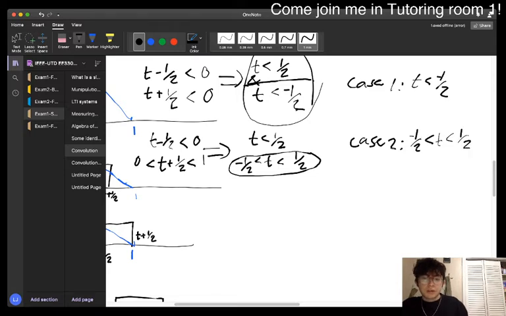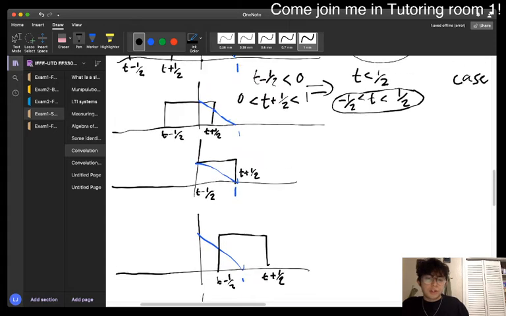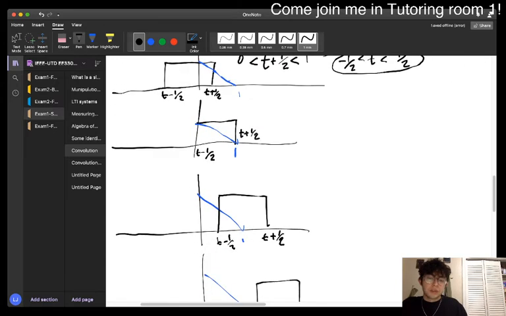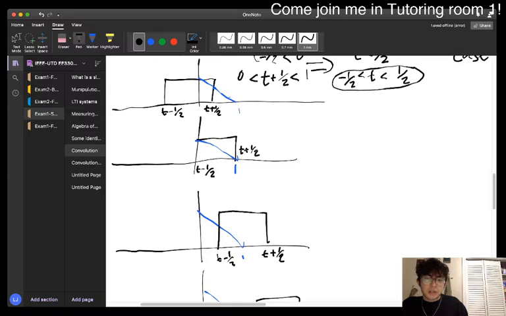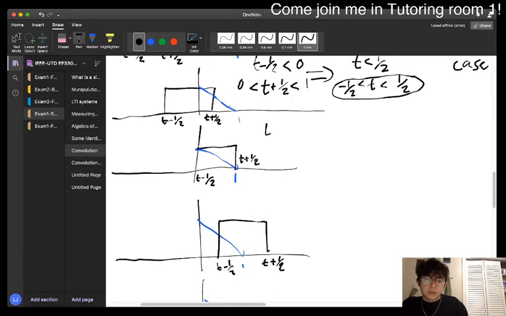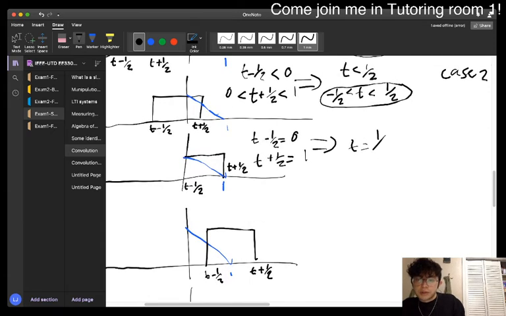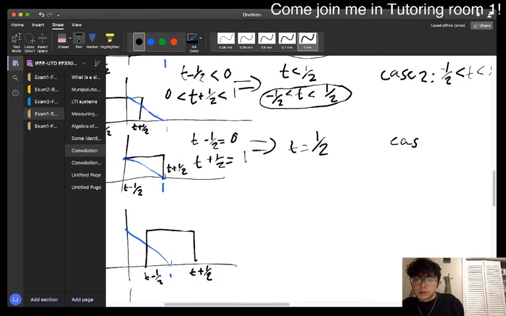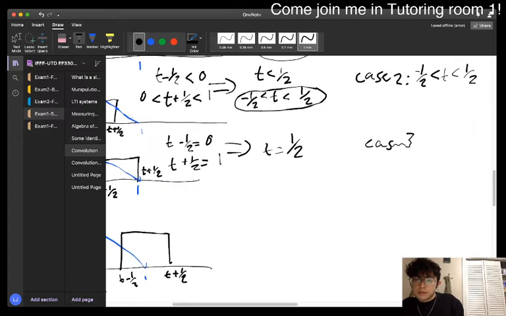And then from there, we do this one. So notice that these two lengths are exactly equal. So we can write this as t minus 1/2. Notice that this one's exactly at 0, so equal to 0. And this right endpoint, t plus 1/2, is equal to 1. So both of these will give us t is equal to 1/2. So this is case 3: t is equal to 1/2.